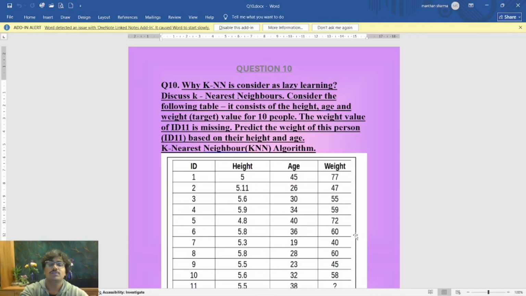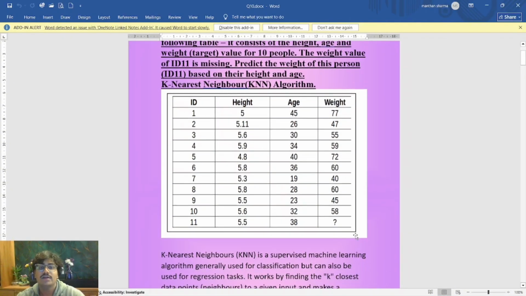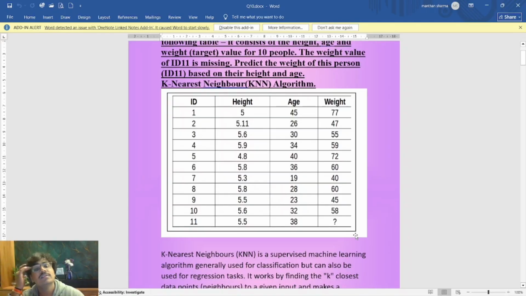Assignment. The question is why KNN is considered a lazy learning. Discuss K nearest neighbors. Consider the following table. It consists of the height, age, and weight target values for 10 people. The weight value of ID 11 is missing. Predict the weight of this person.